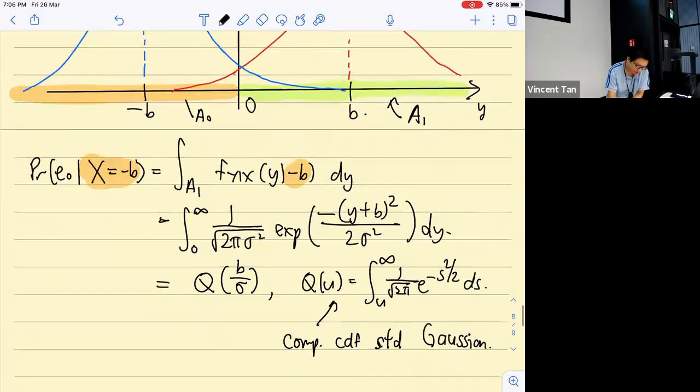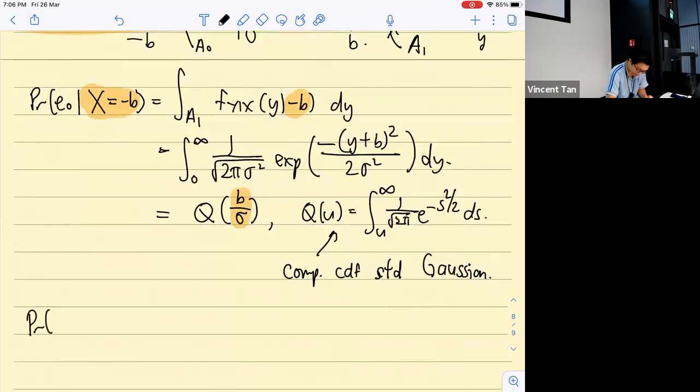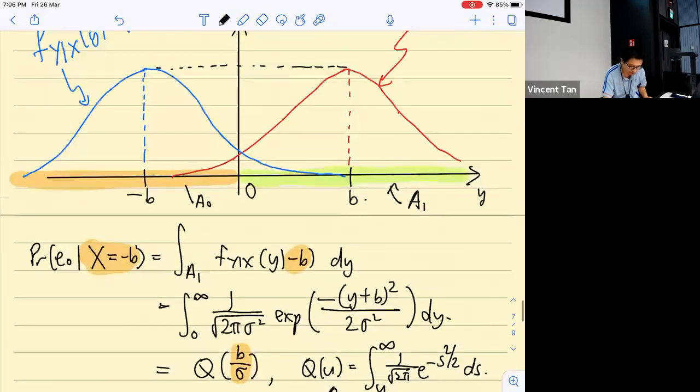So the whole point is that this probability of false alarm can be written in terms of b over sigma. This b over sigma is an important quantity that we will revisit. I will talk more about it. Now, how about the probability of misdetection, E0? This is nothing but the integral over A0 of the other density, y given plus b, dy. Now, from symmetry, and I'm not going to do it, this is also Q of b over sigma.